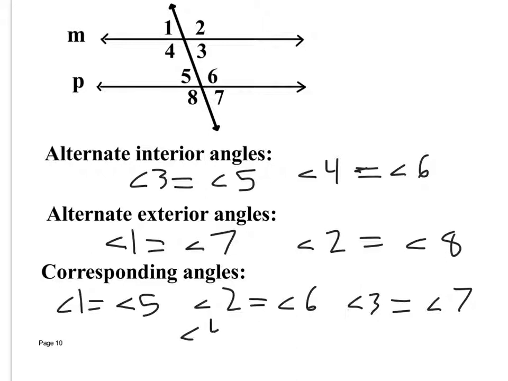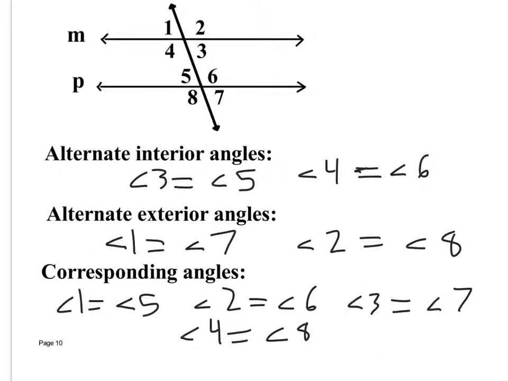Angle 4 would be equal or congruent to what? Angle 8. Those are corresponding. Those are your 4 pairs of corresponding angles. Angle 1 with 5, 2 with 6, 3 and 7, and 4 and 8. Right? And now it doesn't really mean that's what it always is. If they flip these numbers around, it's not necessarily the angles, it's the position of the angles. Right? 1 is always with 5 because of the angle position.